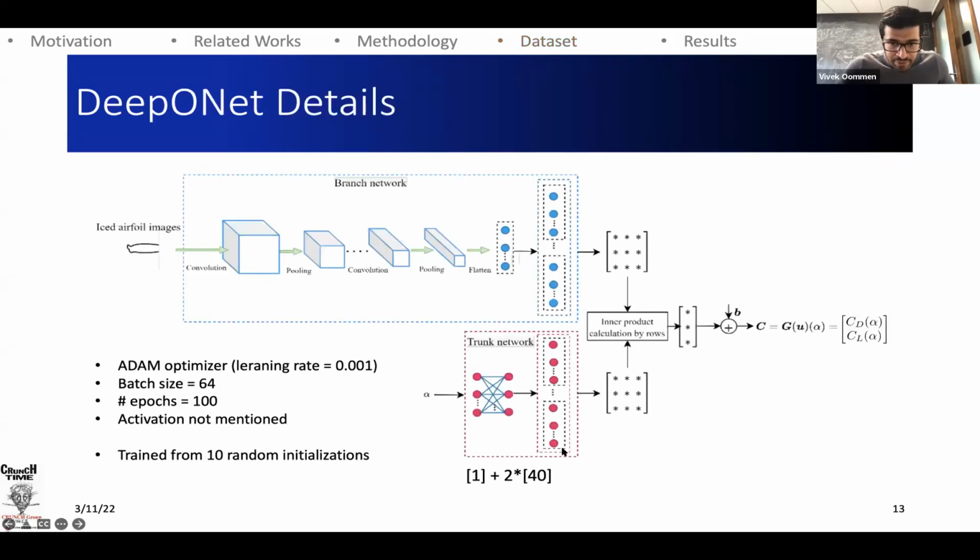Regarding the DeepONet, this is the same figure. The trunk net they are using for the first experiment consists of one input neuron, then 2 layers with 40 neurons each. So the latent dimension of the DeepONet will be 40. The Adam optimizer with a learning rate of 10⁻³ is used. Batch size is 64, and they were able to train the model with just 100 epochs. They haven't mentioned the activation function they used. And for robustness, I think they trained with 10 different random trainable weight initializations.